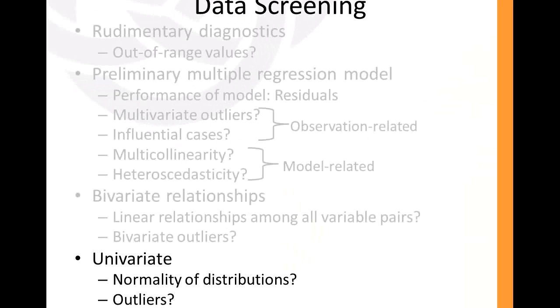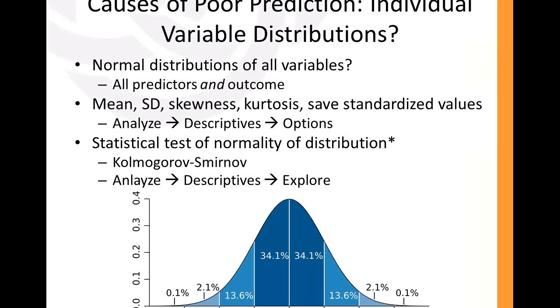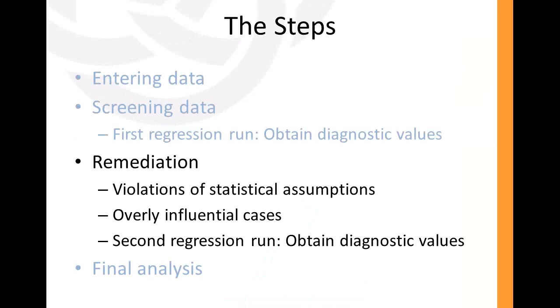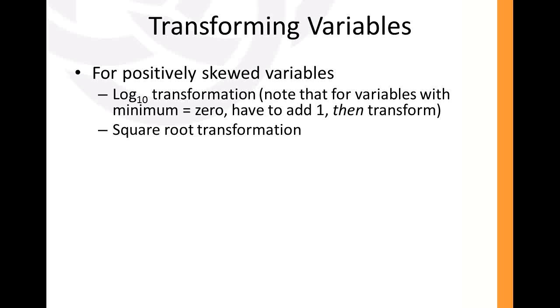So this is just looking at individual variables, and we basically look at transforming variables. For positively skewed variables, which is the case for our data, we have 2 standard types of transformations that we can do, and one is a log 10 transformation, which you have to add 1 to, because if you have a minimum value of 0, you can't take the log of that.